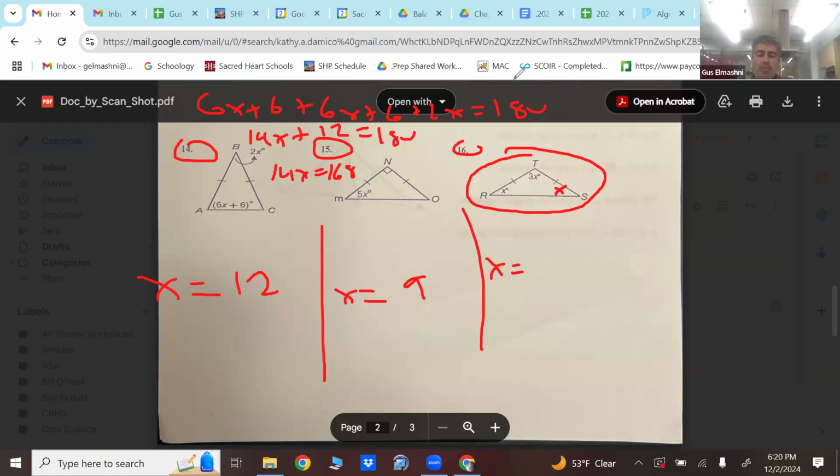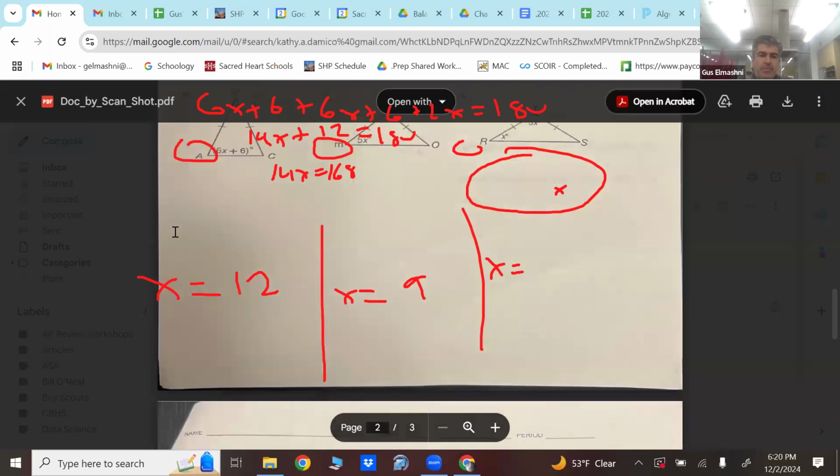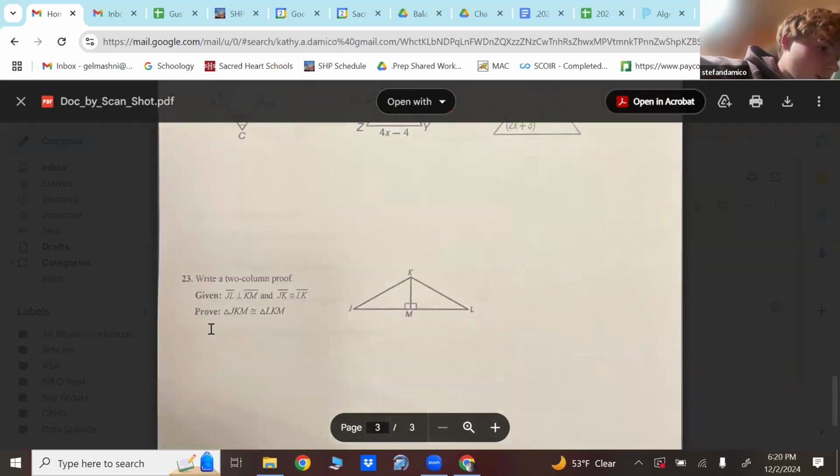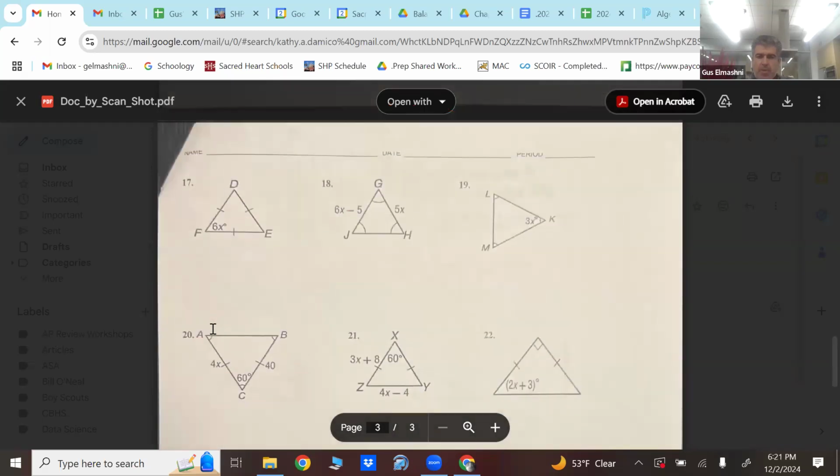So what did it all add up to? 36. Yeah, good. Because you got 5x equals 180, divided by 5. Good. Okay, cool. It's more of the same stuff. Definitely want to do the proof with you, then we'll wrap things up.